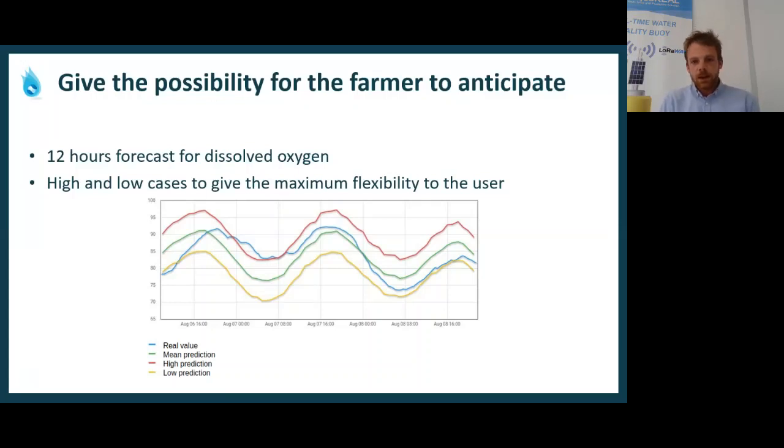If we look at the model in general, we see that the model is following the daily seasonality of the dissolved oxygen, which means that the oxygen is high during the day because of the algae producing oxygen, and low during the night because those algae are consuming this oxygen. So we were pretty happy with the result.